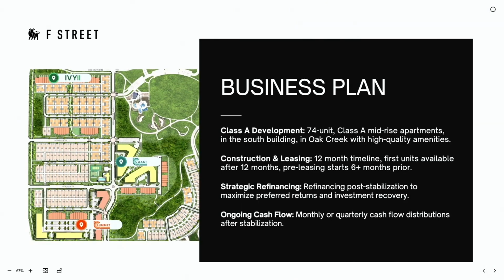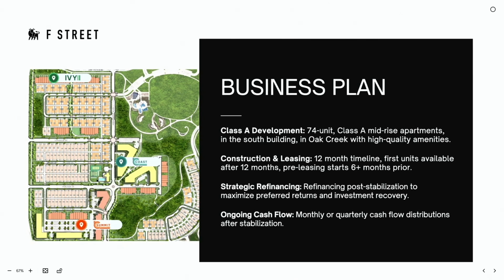So the business plan, Class A development. We're going to build 74 units of Class A mid-rise apartments on the south building in Oak Creek. Construction's a 12-month timeline for the first units to be delivered after 12 months. Pre-leasing will start at 6 months. We're going to do that strategic refinance we talked about in Village 43, and then the ongoing cash flow, monthly or quarterly distributions after stabilization to the investors until they're repaid.